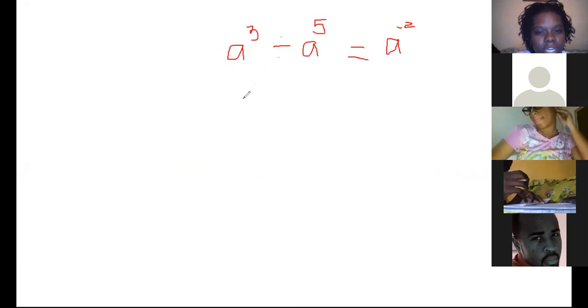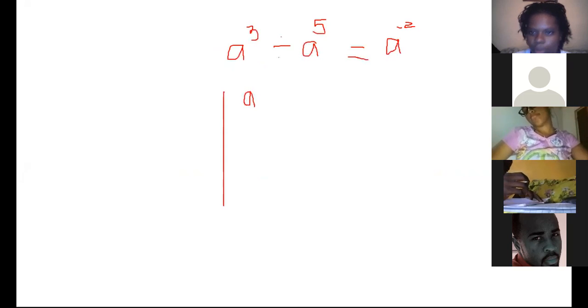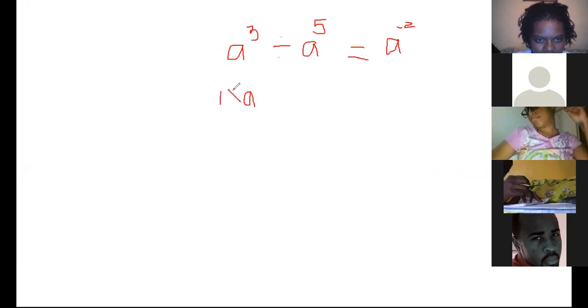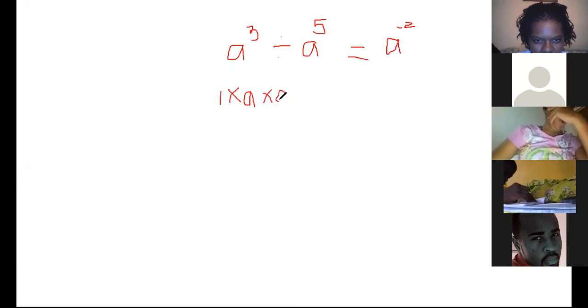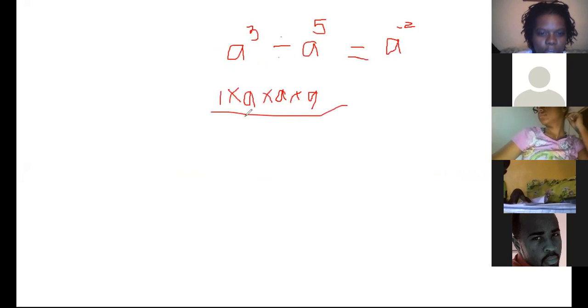Okay. And I'm just doing this for your sake. A to the third power means 1 times A times A times A. True? And then down the bottom it means A. Always 1 times, always.